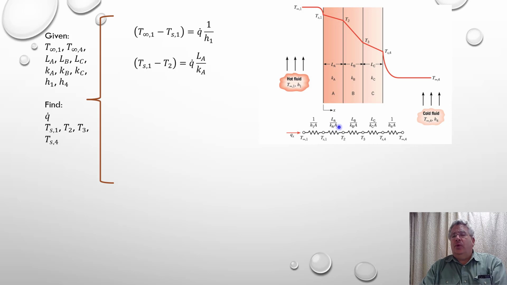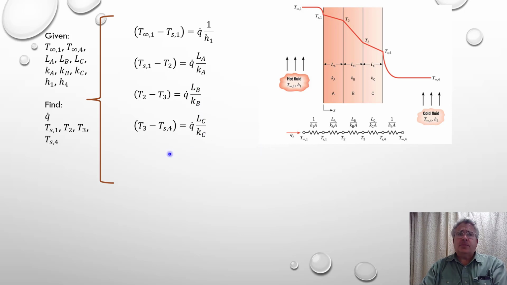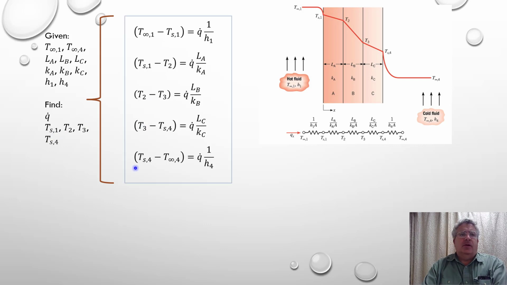Now notice we can leave the area of the wall in or out. I'm choosing to do it all as a heat flux, so I don't have the A terms in here. And same thing going from 2 to 3 and from 3 to 4, it's just conductive heat transfer, and we have two additional resistors, LB over KB and LC over KC. The last equation is the convective heat transfer from the surface of wall 4, the right-hand wall, into T infinity 4. So what do I have? I have 5 unknowns and 5 equations, so it all holds together.